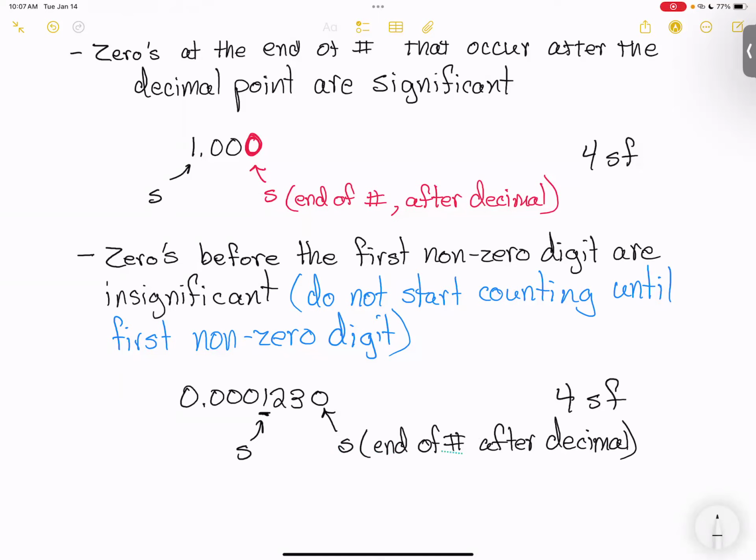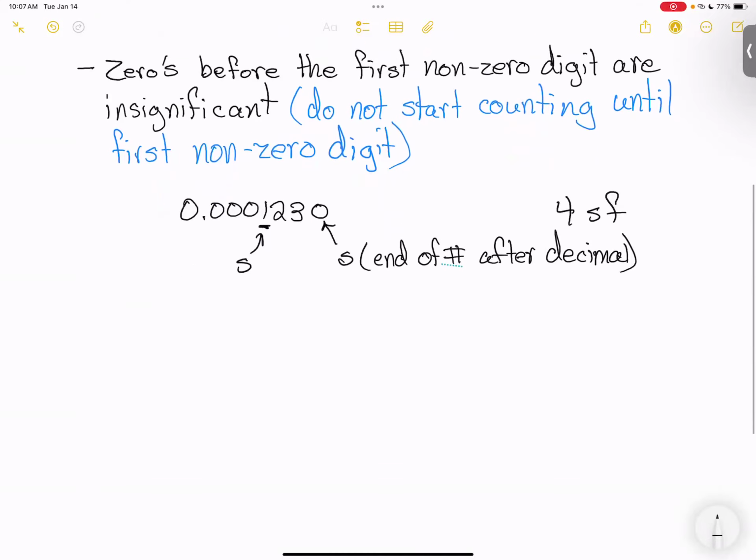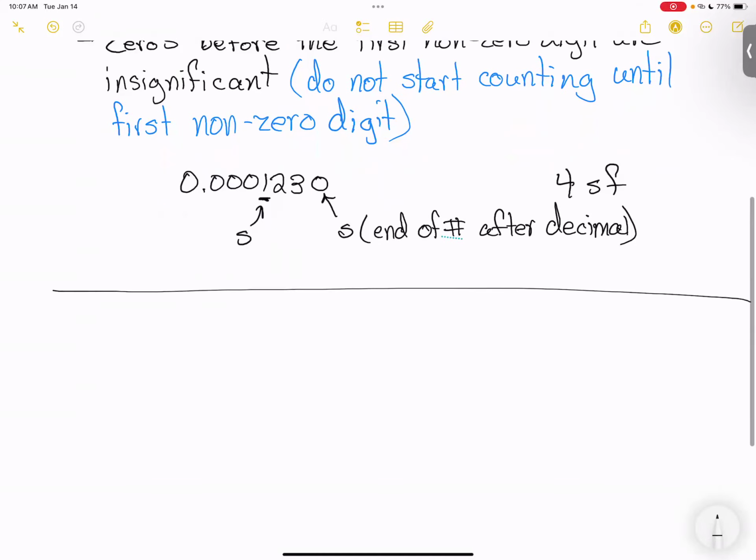Questions so far? Yes. If there were another 0, it would be 5. Basically, so let's take these few rules and let's apply these few rules to some examples.